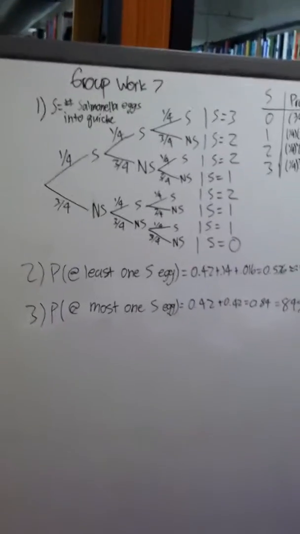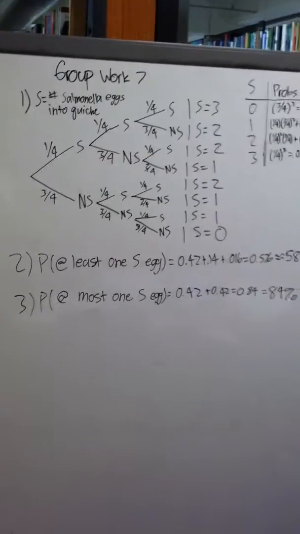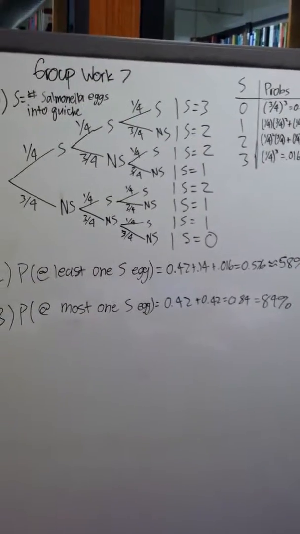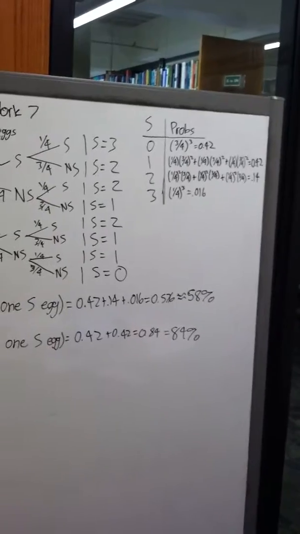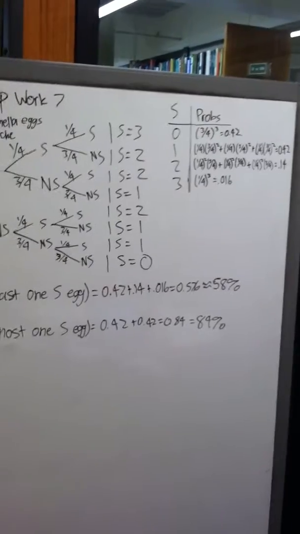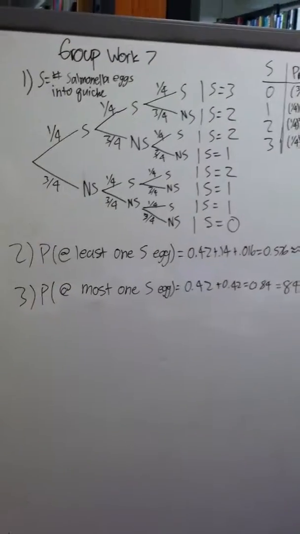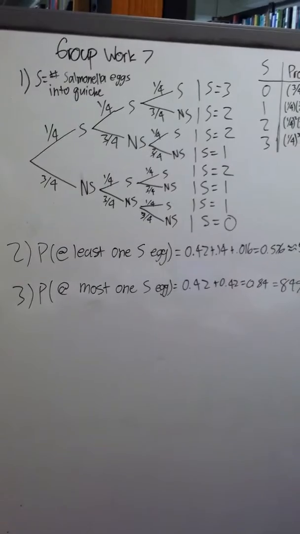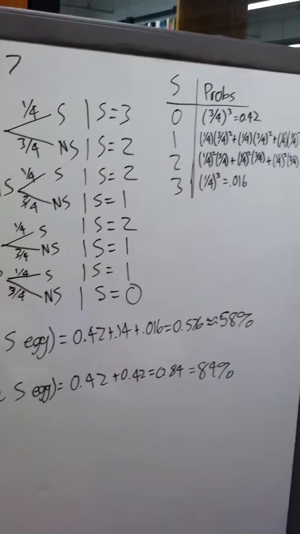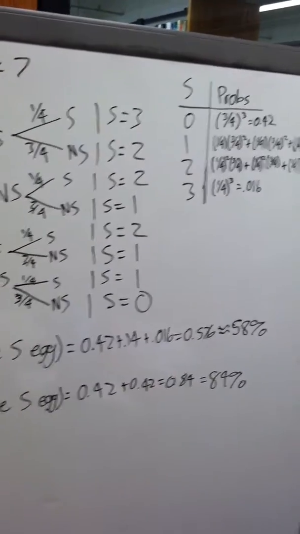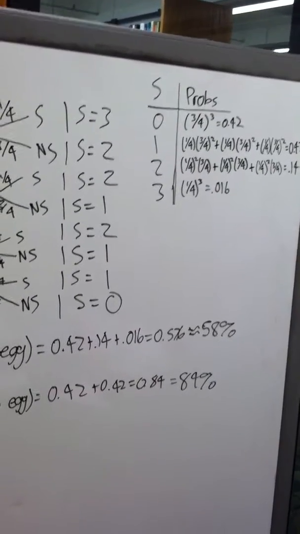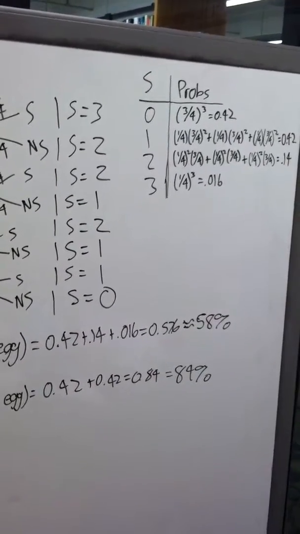So in the second problem, it asks, what is the probability that the quiche contains at least 1 salmonella egg? Since we already found the probabilities, we can denote that the probability of at least 1 salmonella egg in the quiche is equal to 0.42 plus 0.14 plus 0.016, which is equal to 0.576, or approximately 58%.